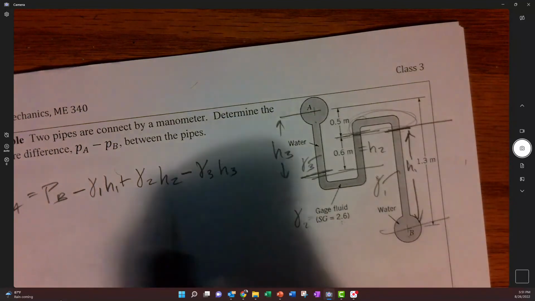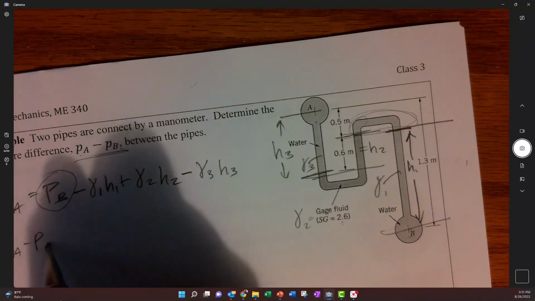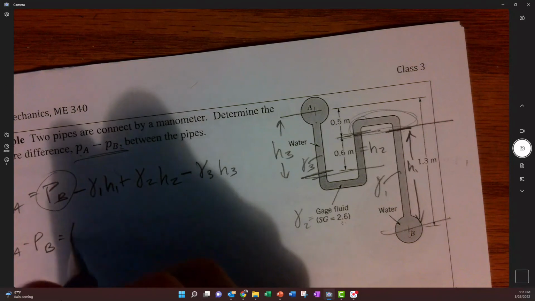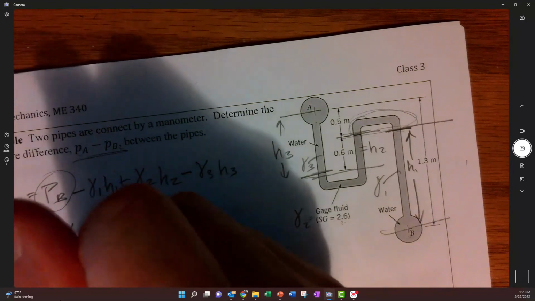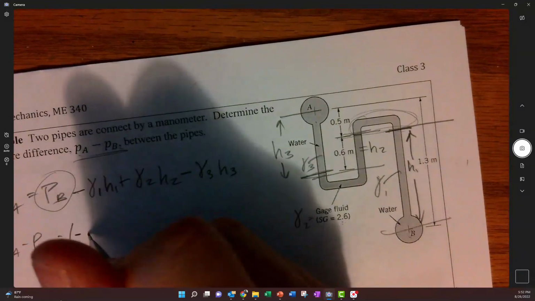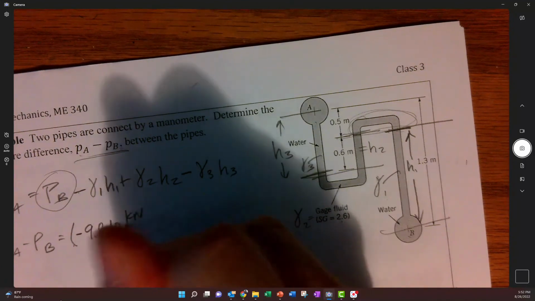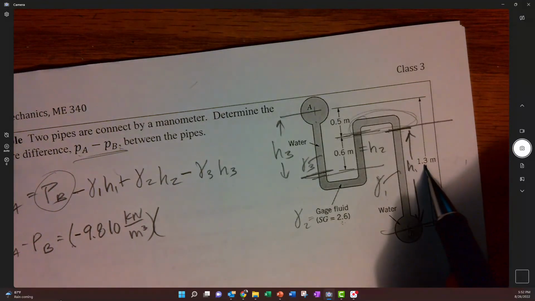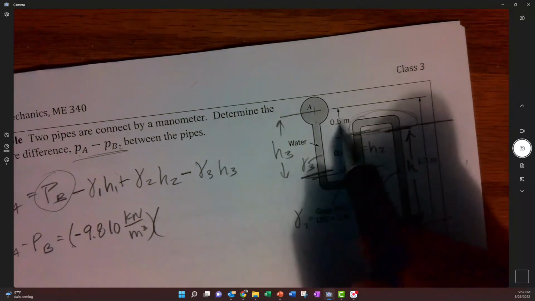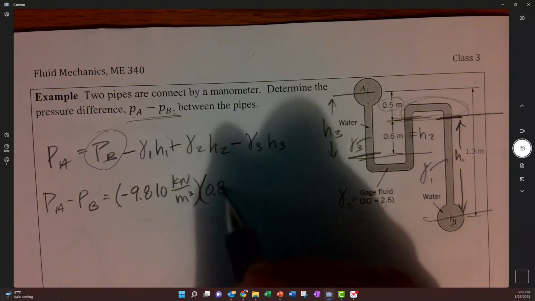So now, because we were looking for PA minus PB, we have PA minus PB, and we could just proceed with this. So let's go ahead and use metric. I put it right there because I didn't leave myself enough room. 9.810 kilonewtons per cubic meter times, and we're going to go up 1.3, but we have to subtract out that 0.5 so that we're dealing with H1. So that ends up with 0.8 meters.